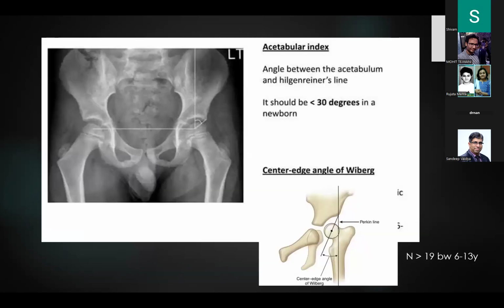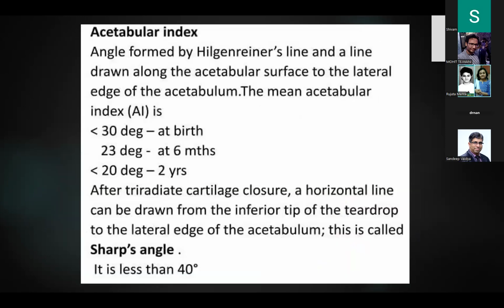The acetabular index is measured as the angle between the acetabulum and the Hilgenreiner line. It is usually less than 30 degrees in a newborn. Progressively, it decreases further and is said to be dysplastic if it is even more than 20 degrees at about 2 years of age. So the angle formed by the Hilgenreiner line and the line drawn along the acetabular surface to the lateral edge of the acetabulum. So as we discussed, less than 30 degrees at birth, around 20 degrees at 6 months, and it should be less than 20 degrees at 2 years of age.